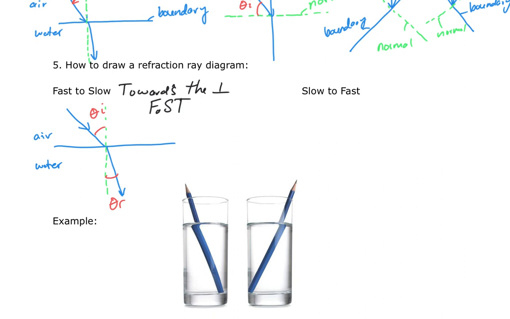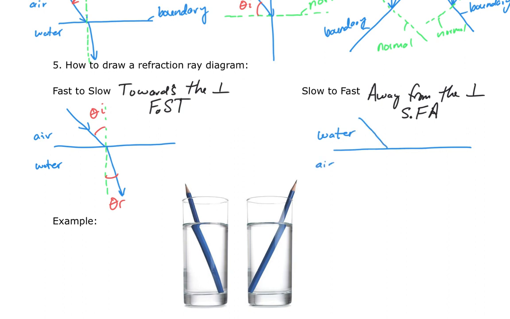Now, when I'm going from slow to fast, we have the opposite occur. We're going to see that we're going to get our light to bend away from the normal. And I remember SOFA, S-O, which you don't really need F-A. So again, we're going to draw our boundary. And this time, this is going to be the water up here. This is going to be the air down here.